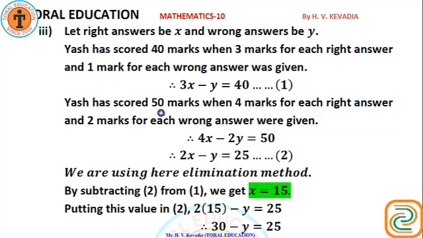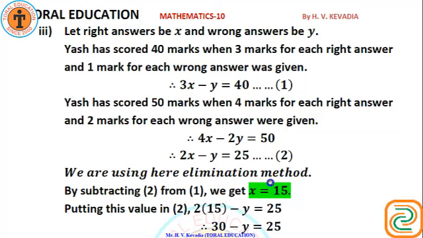Yash has scored 50 marks when 4 marks for each right answer and 2 marks for each wrong answer were deducted. 4 marks was given and 2 marks was deducted. So 4x correct answer, 2y incorrect answer. 4x minus 2y equals to 50. Here dividing by 2, we will get 2x minus y equals to 25. Here we have two equations.